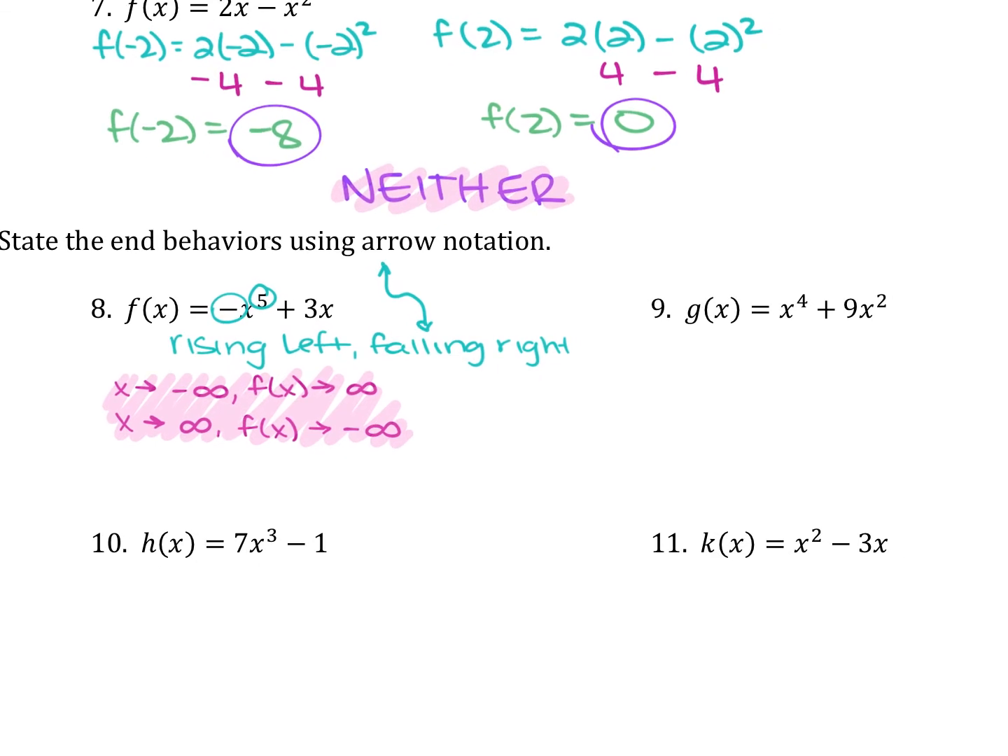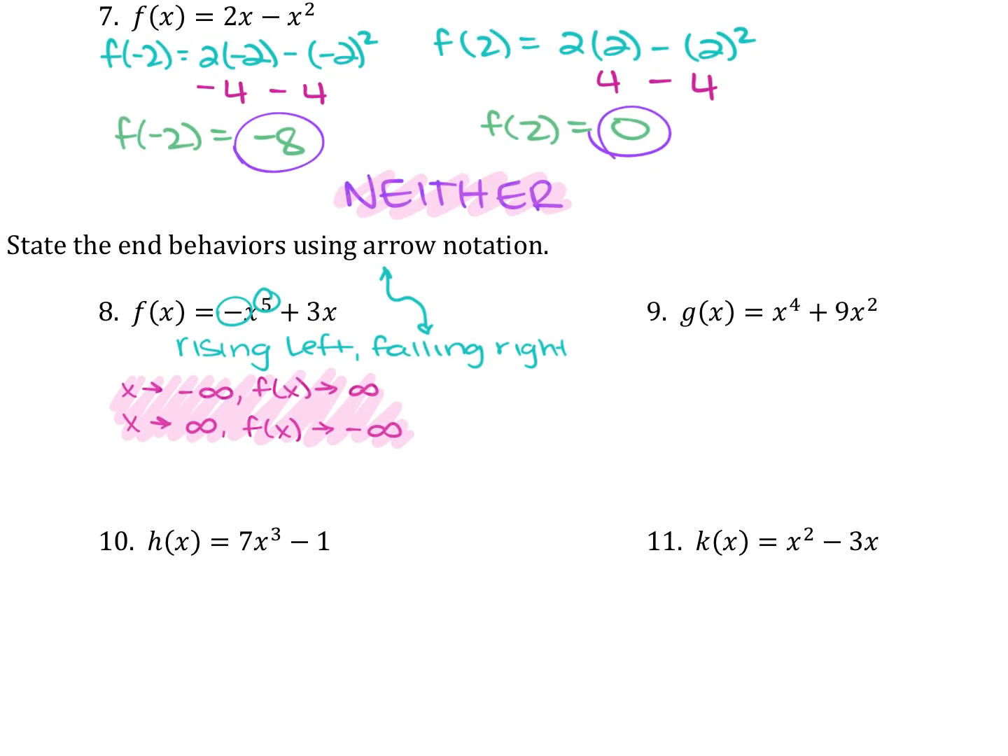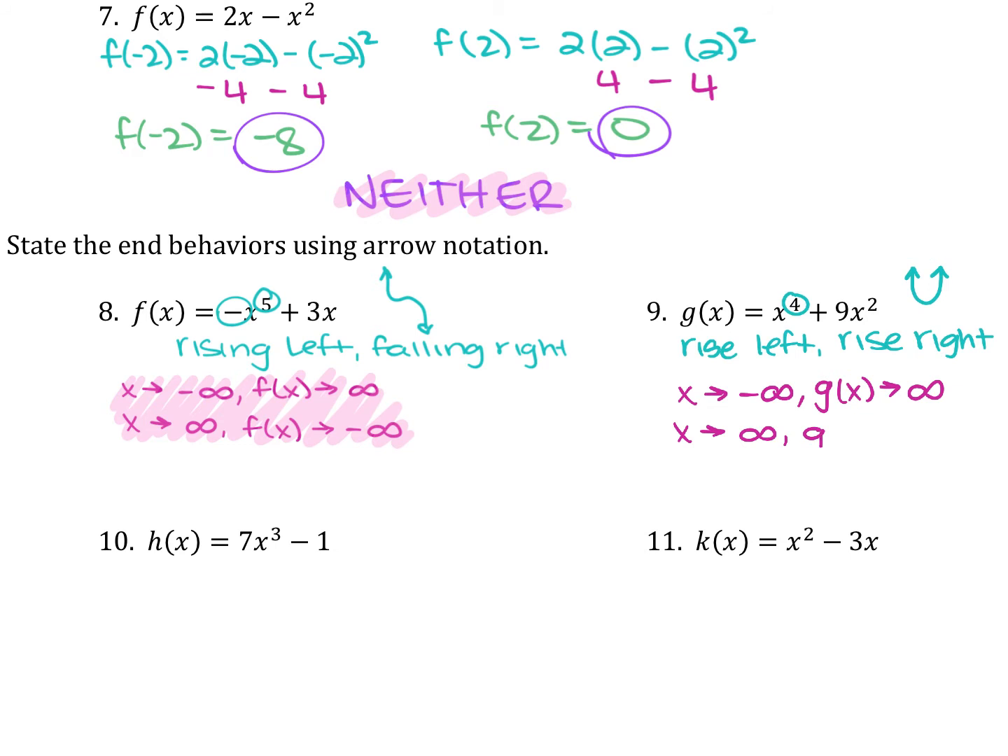For number 9, you have g of x is equal to x to the 4th power plus 9x squared. Your highest power here is that 4. There is no negative in front of that x to the 4th power, so the graph of this would look like this U that opens upwards. So if it opens up, it's going up as it goes to the left, as well as to the right. So as x goes to negative infinity, your g of x goes to positive infinity. And as x goes to positive infinity, your g of x goes to positive infinity as well.